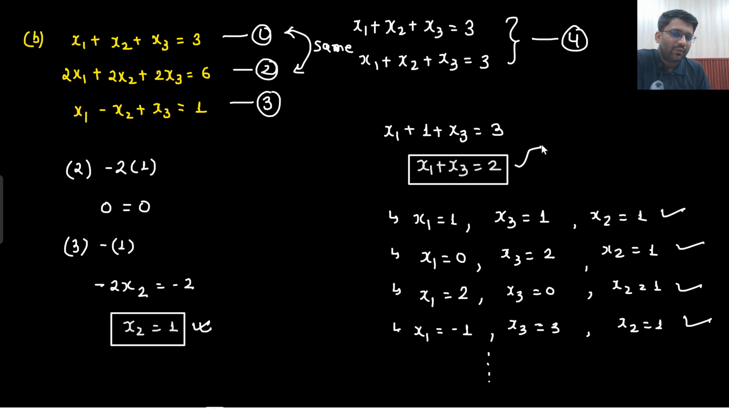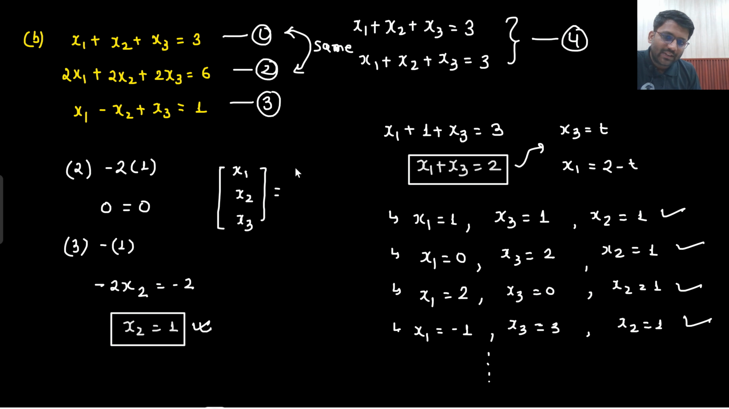Basically, what I mean to say is that if I put the value of x3 equals t, then the value of x1 will be nothing but 2 minus t. So if I write down the solution vector, this is known as the solution vector. Will the solution vector be somewhat like this? That x3 is t. If x3 is t, then x1 is 2 minus t. And x2 is fixed at 1. So this is the solution that you are getting.